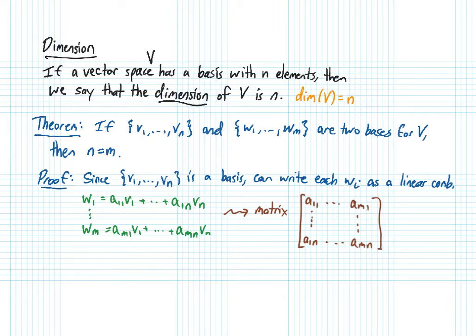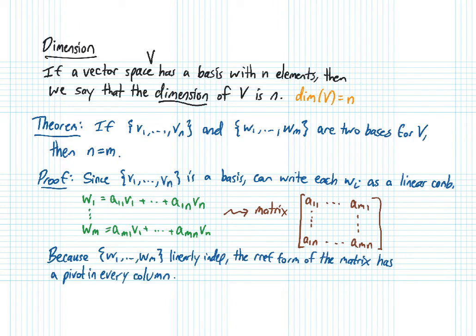of the V vectors. And so then, because this set of W vectors is linearly independent, the reduced echelon form of this matrix will have a pivot in every column, because that's what happens when the columns of a matrix are linearly independent. I know that I'm doing a lot of steps at once here so I can fit this proof on a slide, so don't worry too much if you don't understand every detail there.